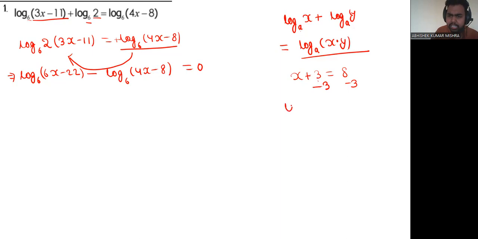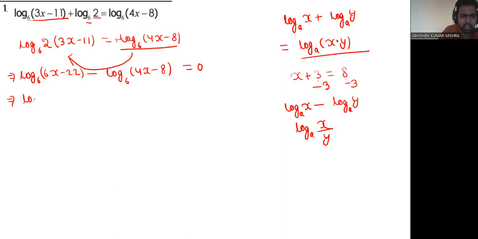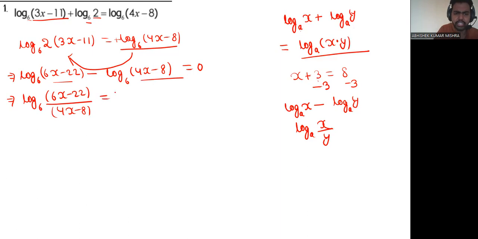Now there is one more property. Suppose there is log a x, and there is subtraction, and there is log a y. When the logs are in subtraction, they are divided. So we can write this as log a of x upon y. If you observe carefully, these are logs with the same base and they are in subtraction, so we can write them as division. So I can write log base 6 of (6x minus 22) upon (4x minus 8). I have written them in division. So this is step number 2 which you need to perform.